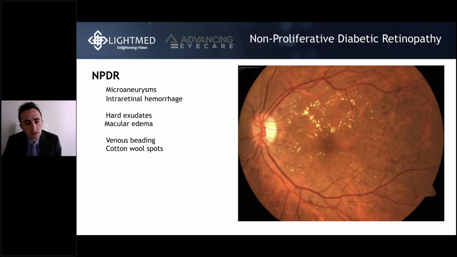Diabetic retinopathy can be classified into different stages. Non-proliferative diabetic retinopathy, where you can see multiple microaneurysms as a sign of retinal ischemia because of the diabetes affecting the endothelium of the small vessels within the retina. And also exudates, macular edema, venous beading, cotton wool spots.